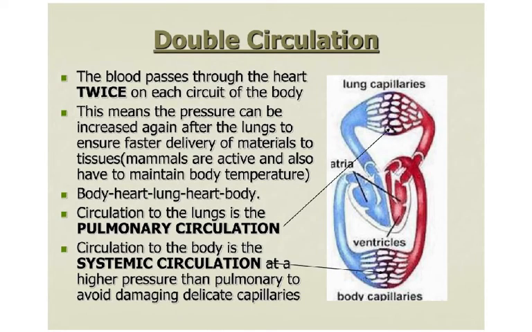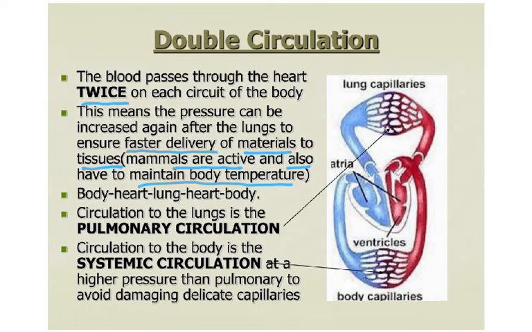Another diagram to show you the double circulation, in which the blood passes through the heart twice on each circuit of the body. This means that the pressure can be increased again after the lungs to ensure faster delivery of materials to the tissues, because the mammals are active and also have to maintain body temperature. Then body, heart, lung, heart, body.